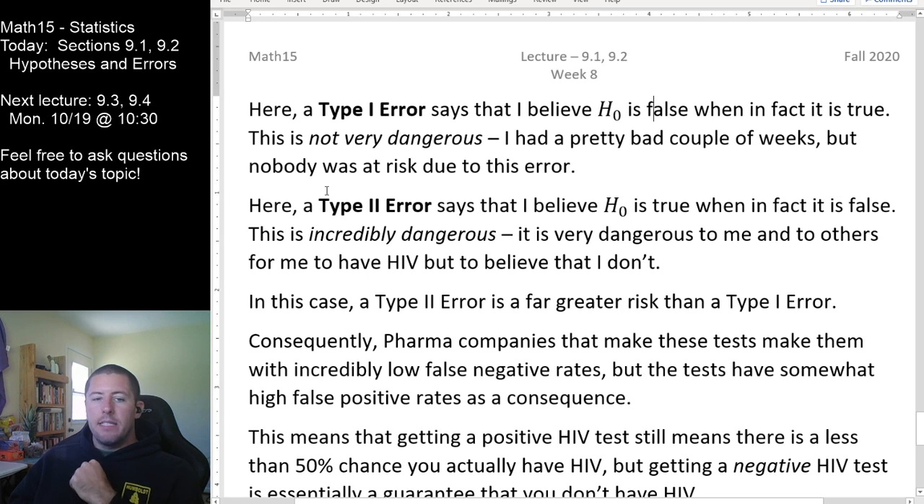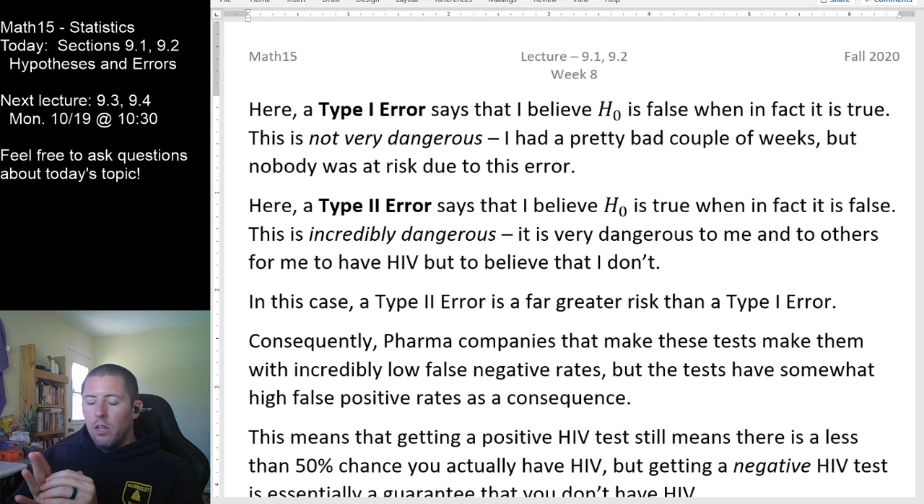And the type 1 error here, not that bad. Annoying for me personally, not dangerous. Type 2 error, super dangerous for me, super dangerous for people around me. And so the test is designed to avoid the type 2 error. So these are the things that we want to be aware of in our decision making that we're doing here.